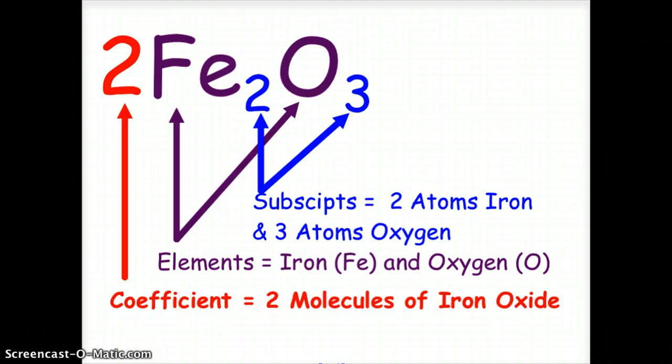So let's review that. The red number in front is the coefficient. The coefficient here is 2, and that tells us we have 2 molecules of iron oxide, or rust. The purple letters are the elements. Here we have an iron element and an oxygen element. The subscripts, the little numbers, tell us how many atoms of each of those elements are present. In this case, we have 2 iron and 3 oxygen. So in 2 molecules of rust, we will have 2 times 2, 4 atoms total of iron, and 2 times 3, 6 total atoms of oxygen.